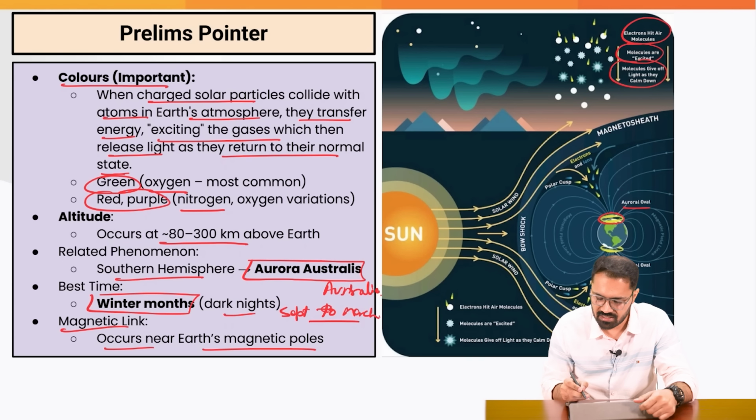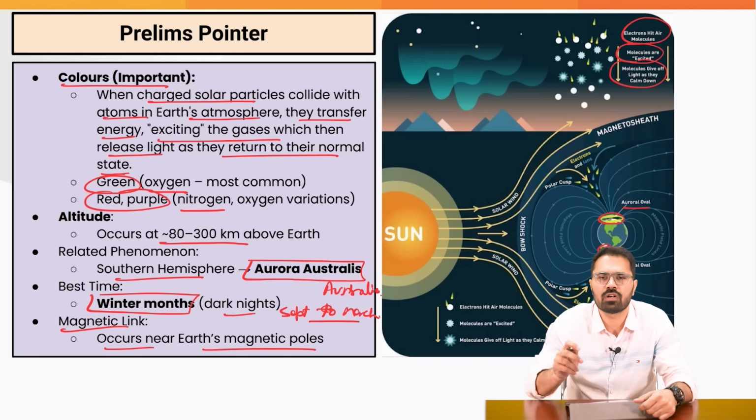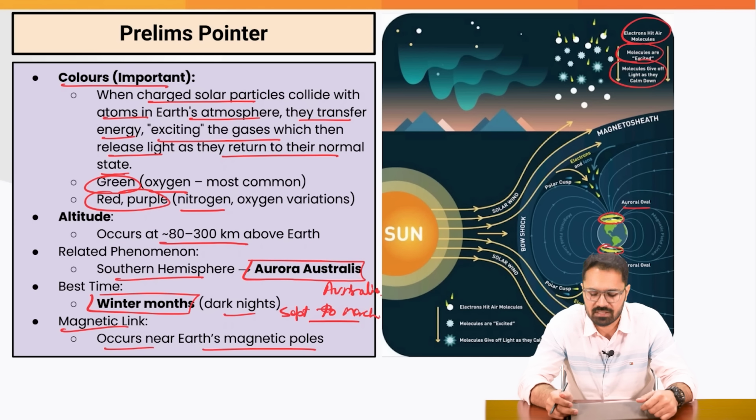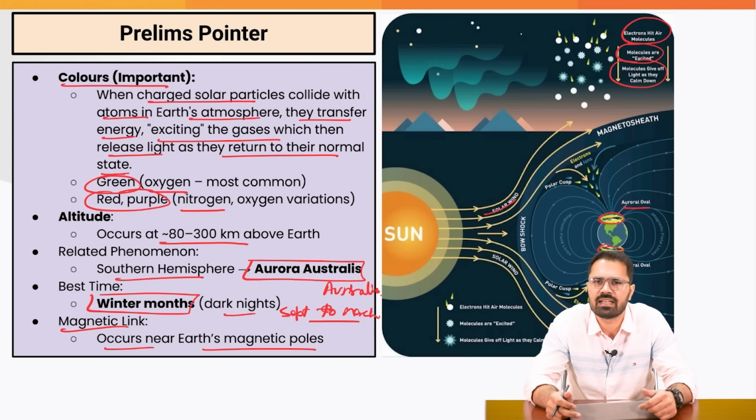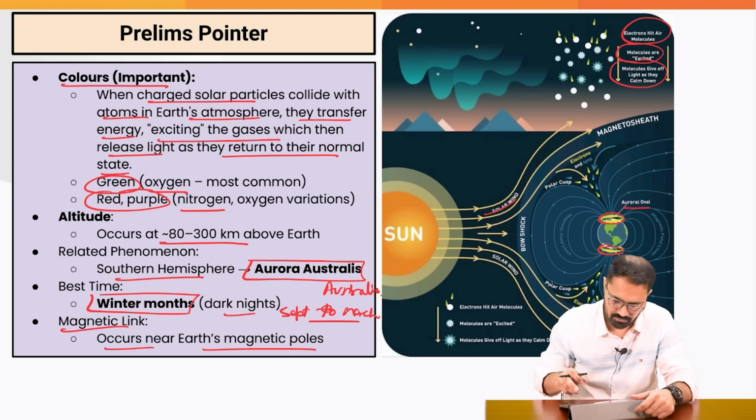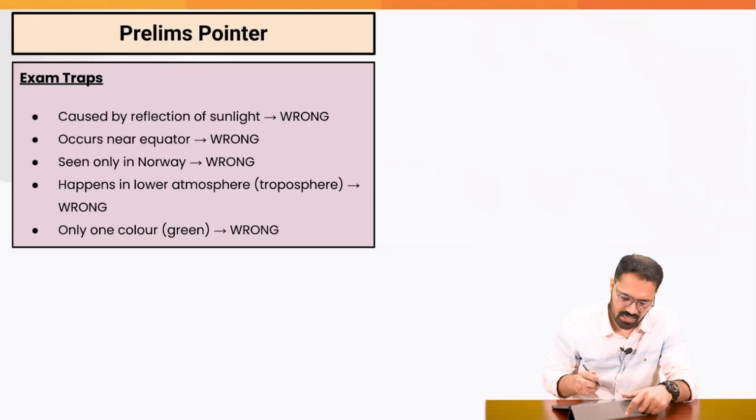Similarly, in the southern hemisphere, this is the aurora australis belt, where the aurora australis is visited. Solar winds are coming like this. This is the Earth's magnetic field lines. They interact with them and with the ionized gases, and create these lights. Clear? So what can be the exam traps here?